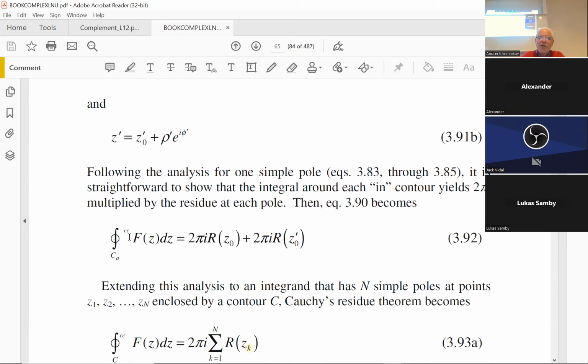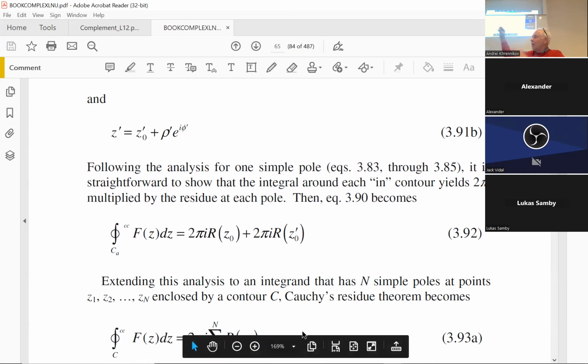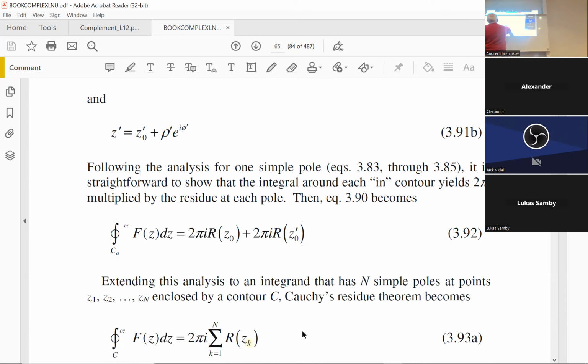The integral counterclockwise of a function which has two poles, in the point z0 and then z0 prime, is 2πi times the residue in this pole plus the residue in this pole. And immediately, by taking away many points, we can get the same formula for n simple poles. So this is still more or less our function. Our function is of this form for this picture.